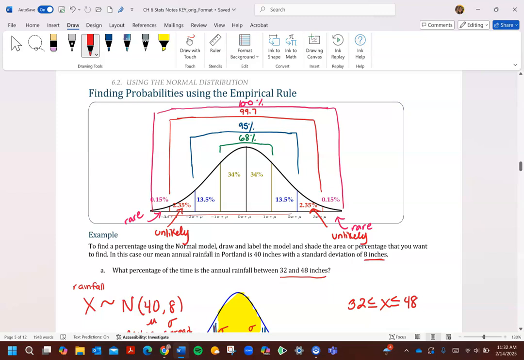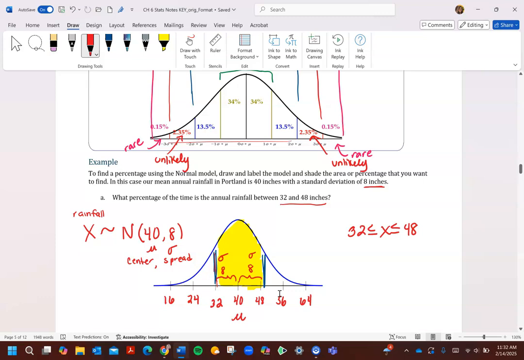So in this example, we're going to find a percentage using the normal model, draw and label the model, and shade the area or percentage that you want to find. In this case, our mean annual rainfall in Portland is 40 inches with a standard deviation of 8 inches. So that's the given information. We're told that it's a normal distribution. So here's our graph that we could just sketch a little mound here. And remember, the mean is mu, and the standard deviation is this lowercase sigma. So we're looking at standard deviation.